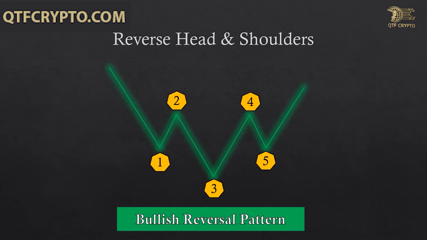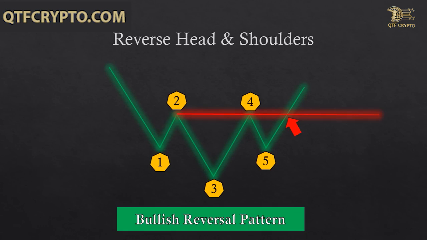The logic behind that is that sellers were able to create a low in number 3 but as they tried to create a lower low in number 5, they failed. The pattern is confirmed when price breaks above the neckline, which, as we already stated, can be horizontal or sloped, depending on where the previous highs and lows are located.